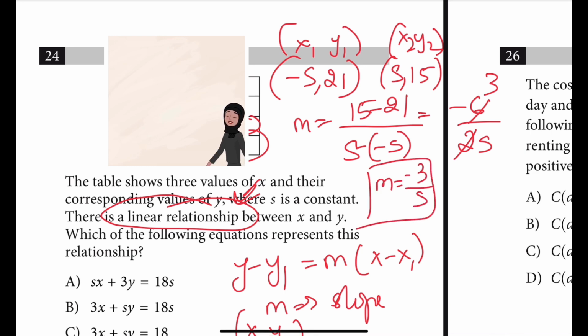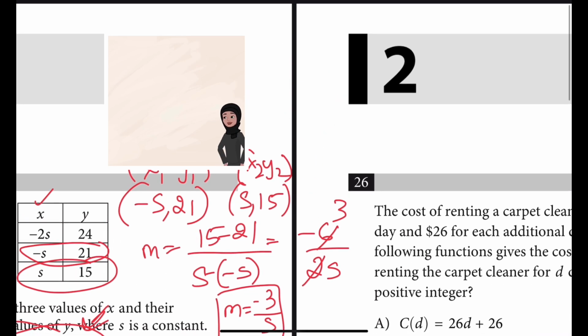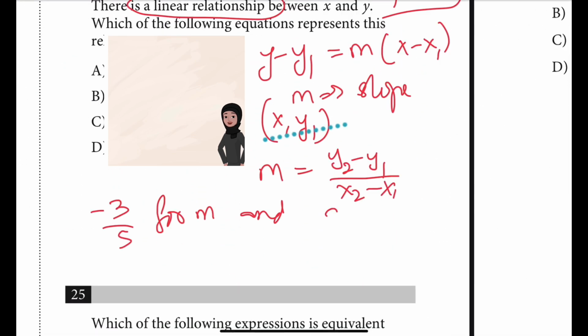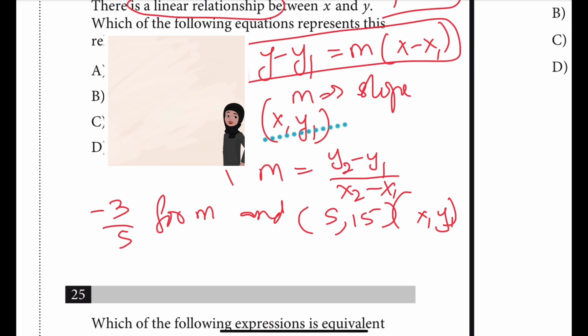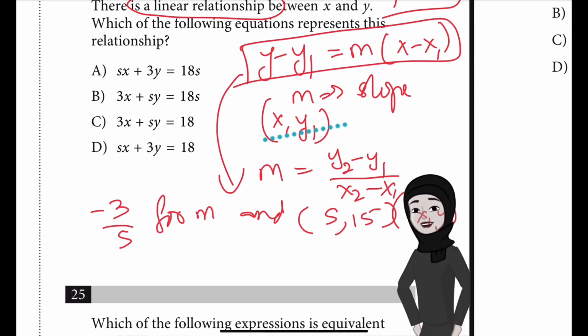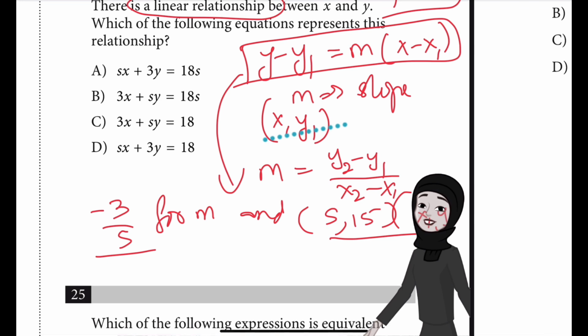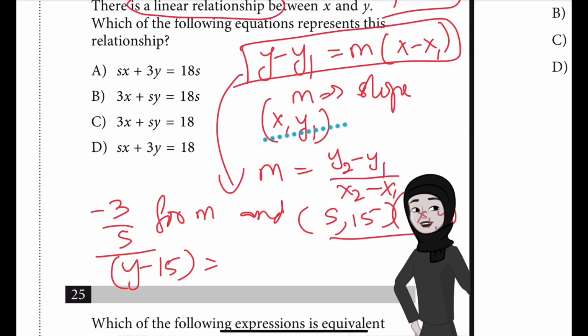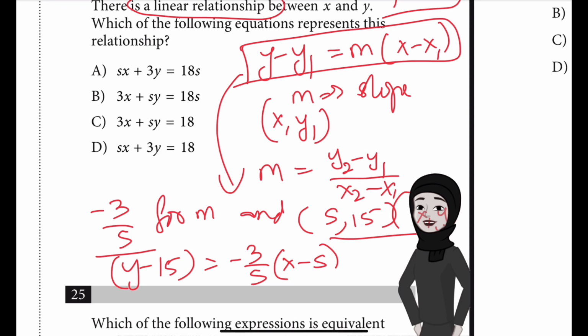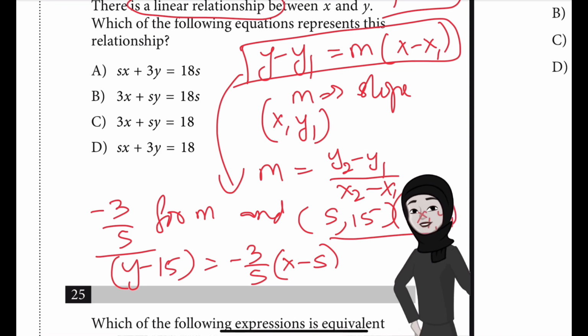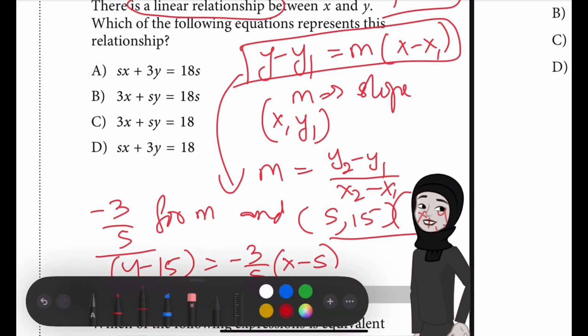And we can simplify this because 6 divided by 2 is 3. So m is equal to minus 3 by s after simplification. So now we know the slope in terms of s. Now we will substitute minus 3 by s for m, and let us take the easy point like (s, 15) for (x1, y1) in the equation which I mentioned earlier, y minus y1 is equal to m times x minus x1. There we will substitute this m and this point. So what we will get? We will get y minus 15 is equal to minus 3 by s times x minus s.